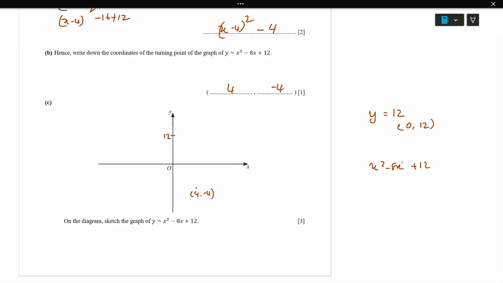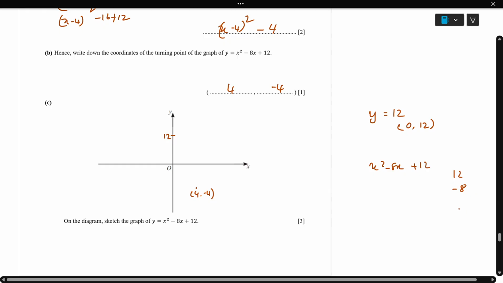So multiply to 12, add to negative 8. It is going to be minus 6 and minus 2. So (x - 6) and (x - 2). So x = 6, x = 2.